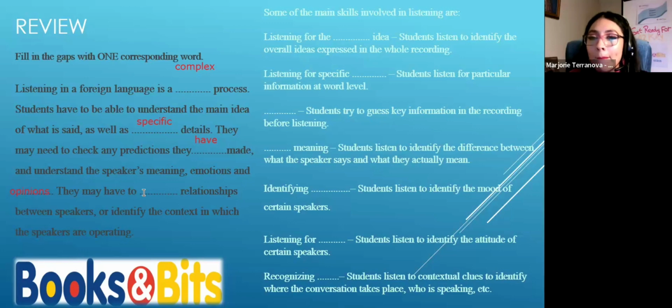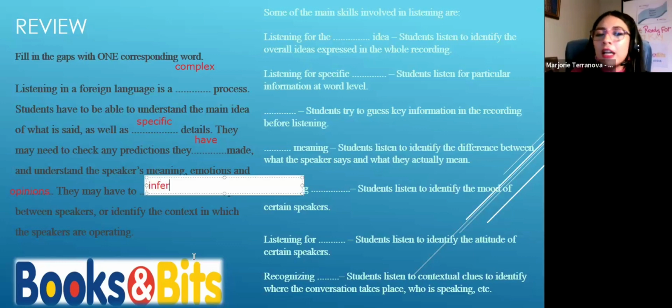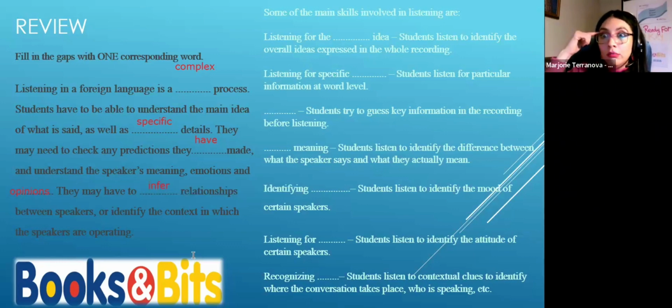What is that word that we use when we interpret what they say? We infer. When you don't know, but you say, "Oh, hey, honey," then I start, it's also predicting. I am inferring that they are probably in a relationship because of "Hey, honey," or maybe because of the voice of the little girl, it's father and daughter, and they say "Hey, honey" to his daughter. Infer relationships between speakers, identify context.